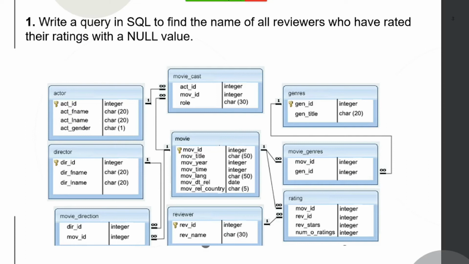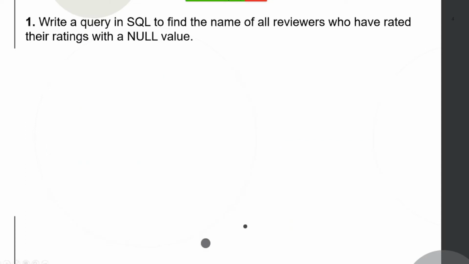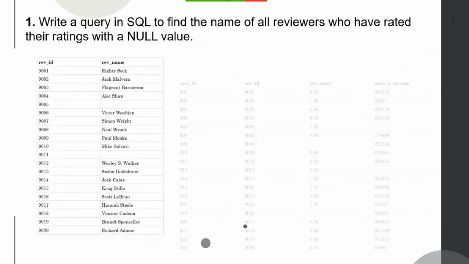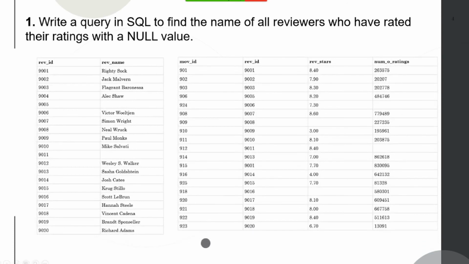Now let's see how the reviewer table looks. This is the first time I'm showing you the table, but I'm not going to show it every time. Now see, this is the reviewer table and this is the rating table. In the rating table, I will mark it, wait. Here you can see the value is null, and here also the value is null.